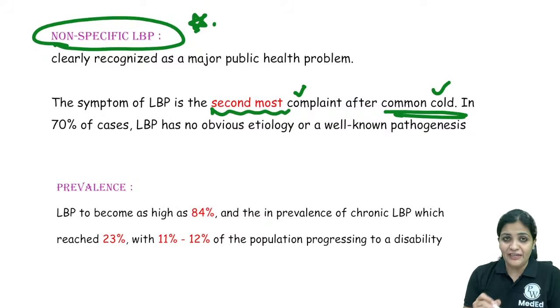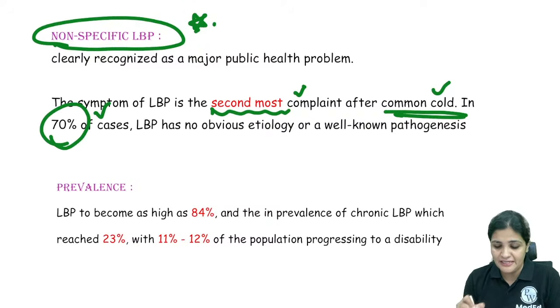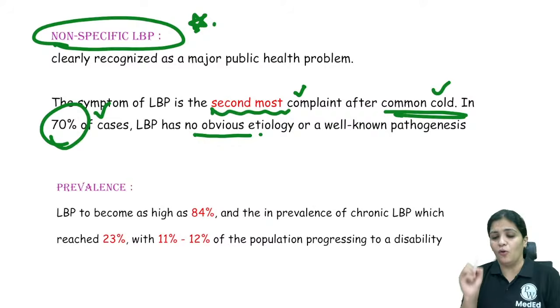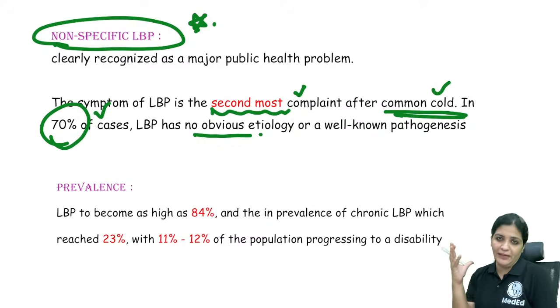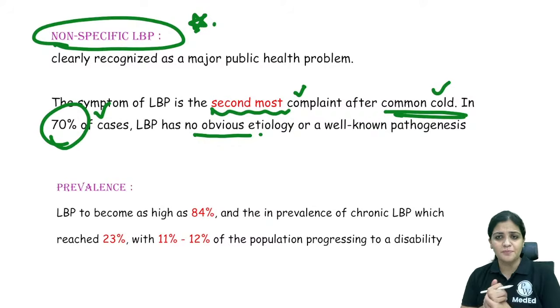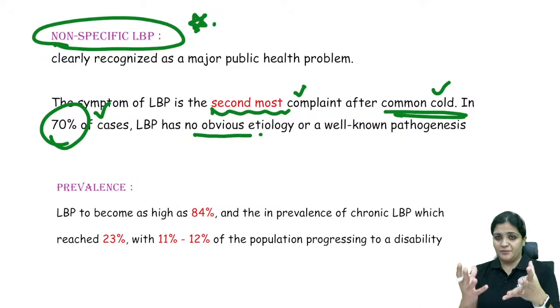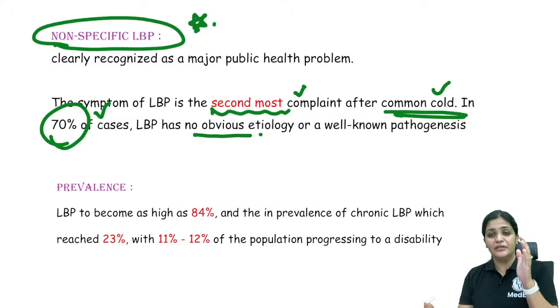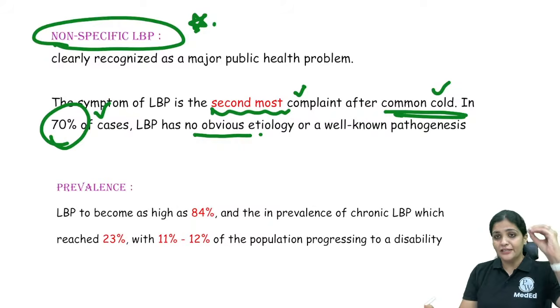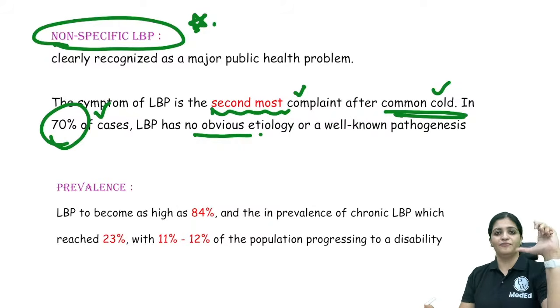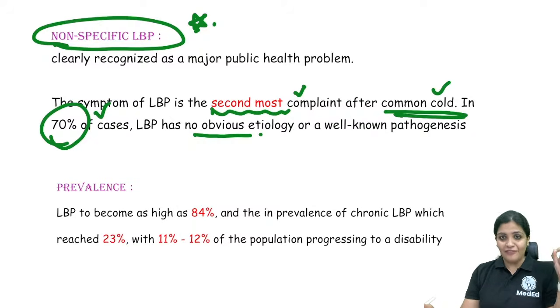So in 70% of the cases, so most of the low back pain, you will not find any obvious etiology or a well-known pathogenesis. Then how do you treat these patients? You have to treat them based on other pathological symptoms, right? So based upon that, you have to understand what is causing this non-specific low back pain, and then treat it accordingly. So remember, the percentage is very, very high, 70%.